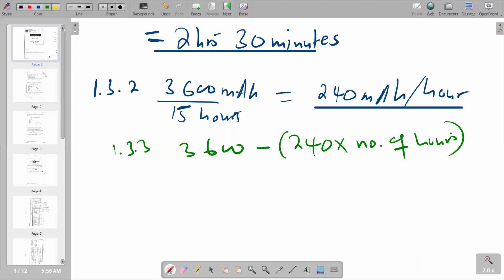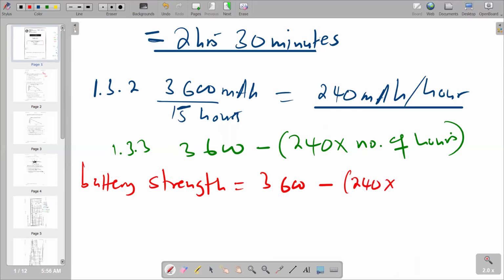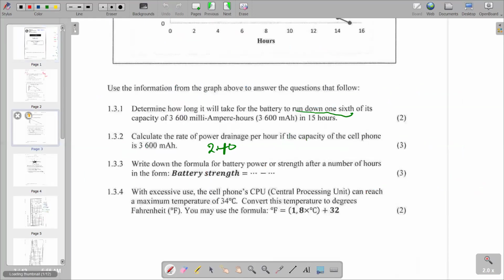So basically, you're saying battery strength is equal to 3,600 minus 240 times number of hours. So basically, that's what we have, and we go to the next part of our question.